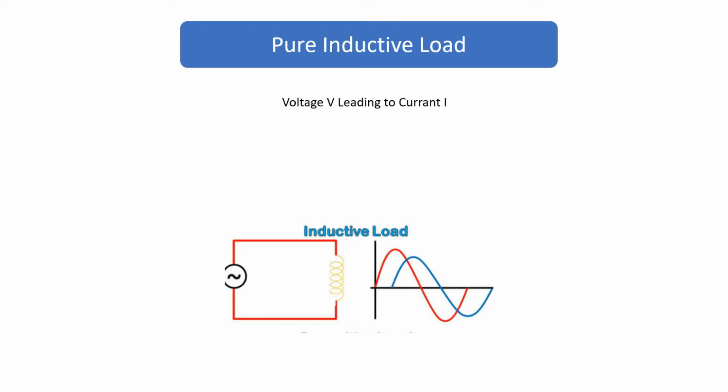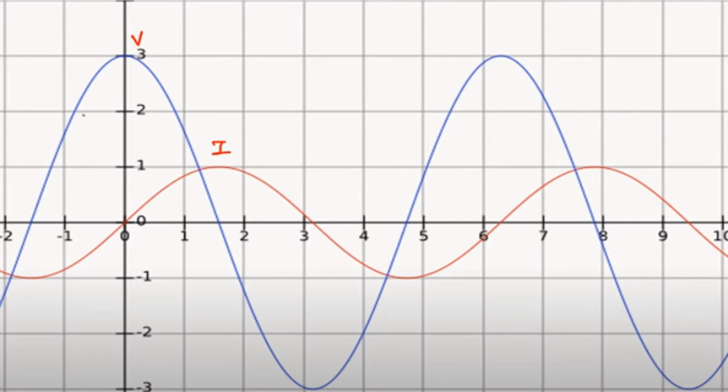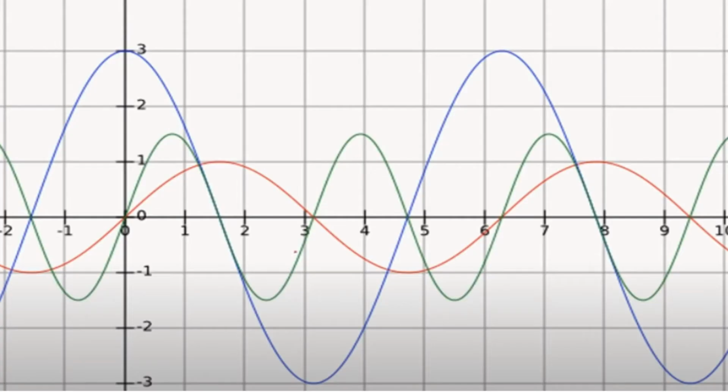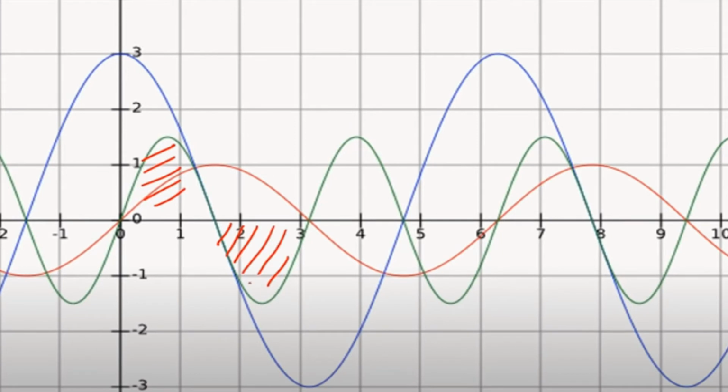Now consider the circuit of pure inductive load. In pure inductive load, voltage is leading the current and current is lagging the voltage. See the graph where voltage is leading and current is lagging. In pure inductive load, the product of power sometimes goes positive and sometimes goes negative. The negative portion of power is said to be reactive power. See the green line. In the green line, the positive portion is active power and the negative portion is reactive power.